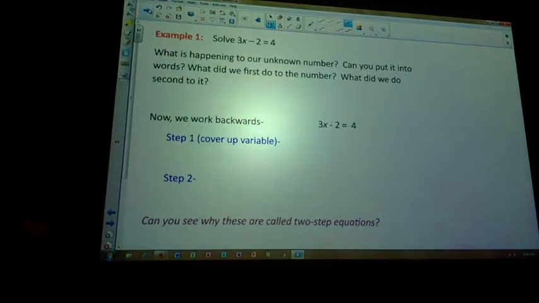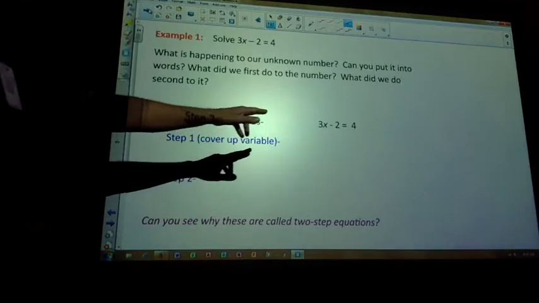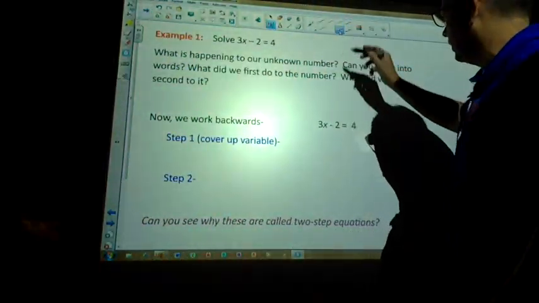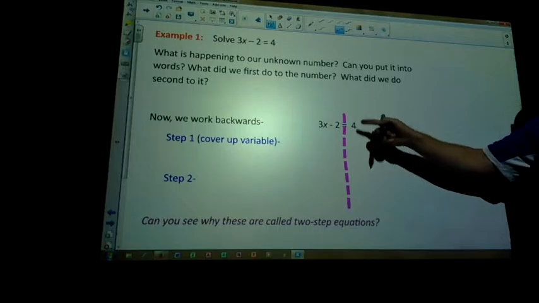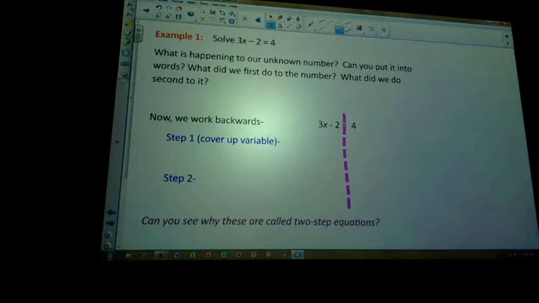All right. Our example. What is happening to our unknown number? Can you put this into words? What did we first do to the number? What did we do second? Now, let's work backwards. Okay, so let's just look at this. I want to solve this equation, so I'm going to do this. Is that okay? What does that pink represent? The equal sign. So what I do to one side, I have to do to the other, yes?